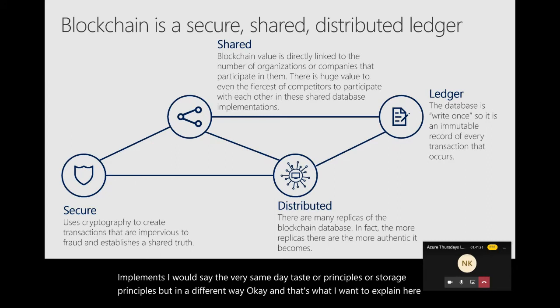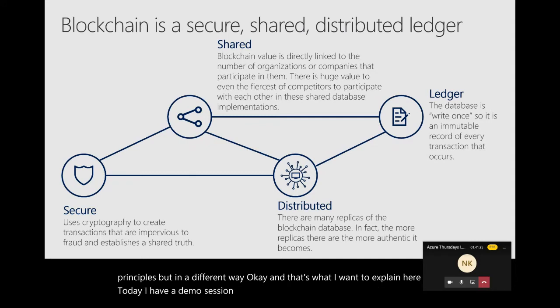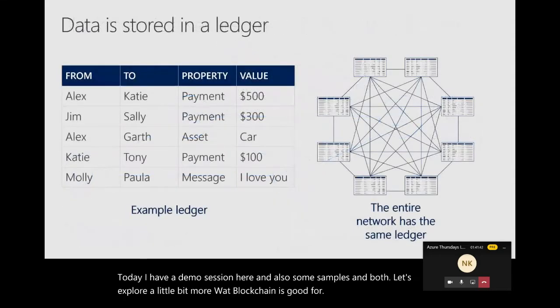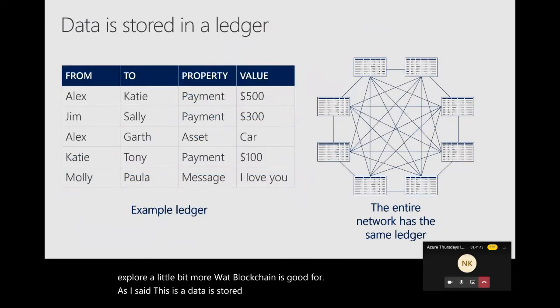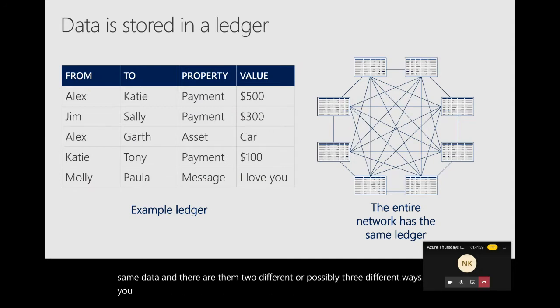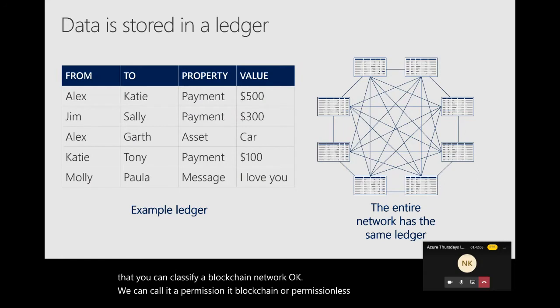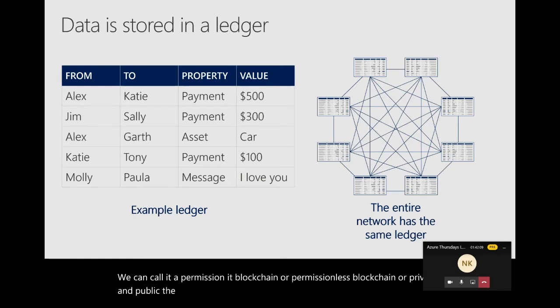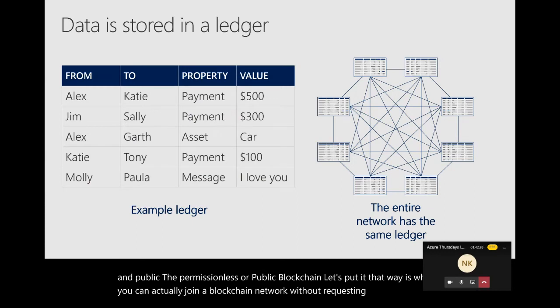I have a demo session here and also some samples, but let's explore a little bit more what blockchain is good for. As I said, this data is stored in the ledger. We can consider it as a common ledger or a network-wide ledger. So all the participants can access the same data, and there are then two or possibly three different ways that you can classify a blockchain network. We can call it a permissioned blockchain or a permissionless blockchain, or private and public. The permissionless or public blockchain is when you can join a blockchain network without explicitly requesting permission to join it.